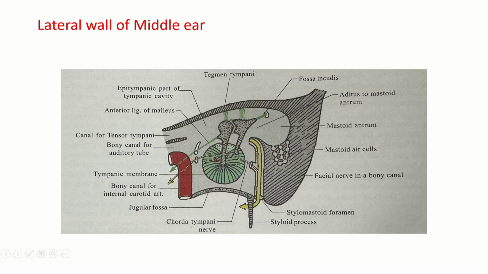So this entire thing is the tougher, fibrous part, the pars tensa, and this is the lax part of the tympanic membrane, the pars flaccida. So let us see the further details.